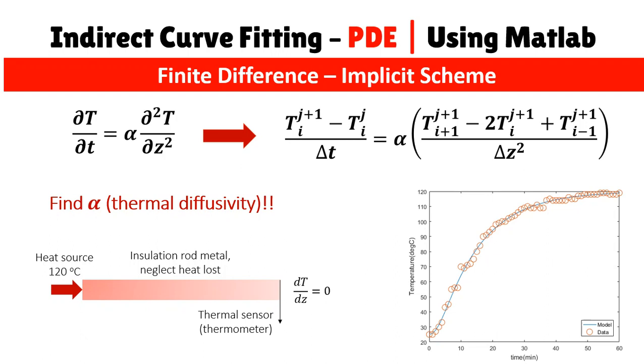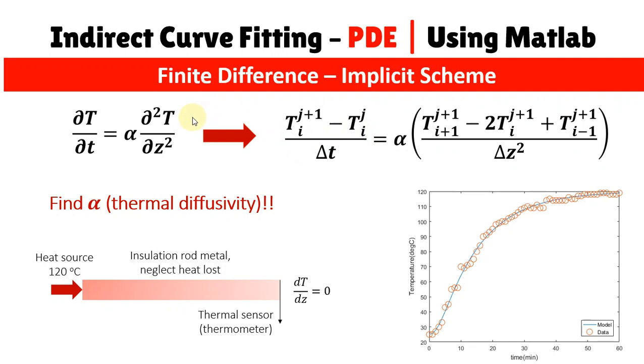Hi, this video will explain indirect curve fitting of a partial differential equation using MATLAB with the finite difference implicit scheme method. As you see in this slide, this is the one-dimensional heat transfer equation, and the right side is the one-dimensional heat transfer equation in finite difference implicit scheme form.